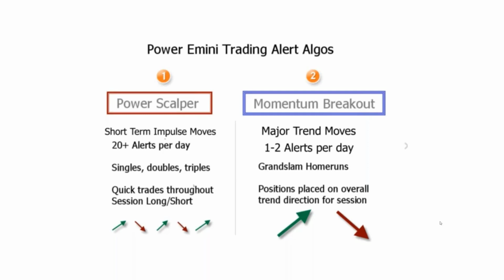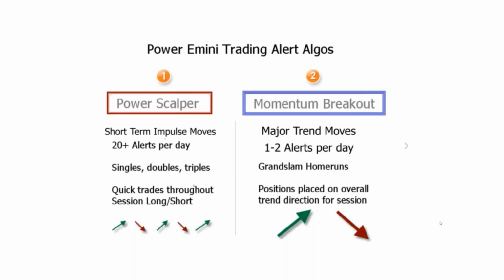So our power scalper, which generates a dynamic trigger range for the breakouts, is very adaptive. Where if the market starts moving up, you're going to get longs. Market starts moving down, you're going to get shorts. And you're going for the singles, doubles, triples, very quick trades throughout the session, and you can get quite a few during the day.